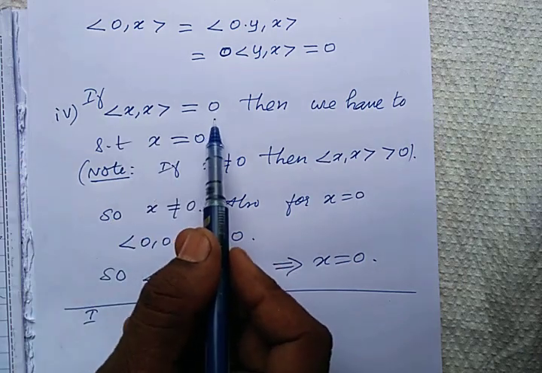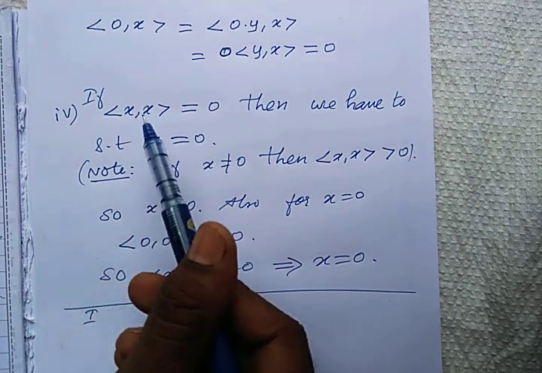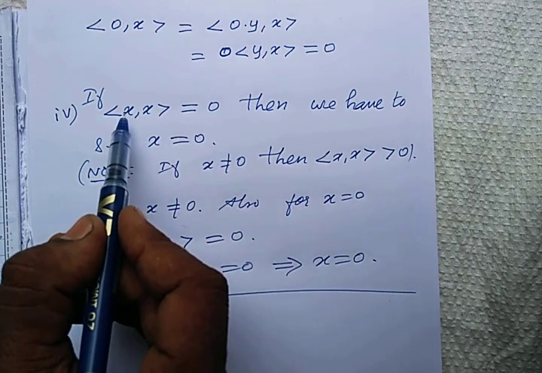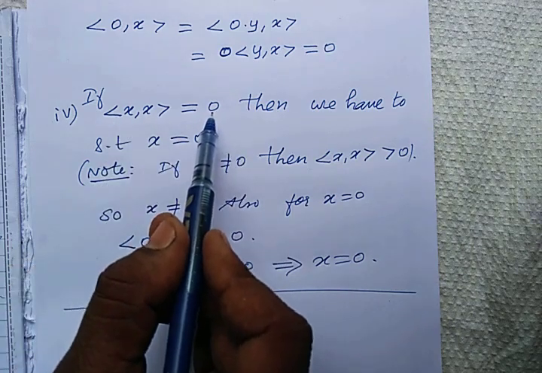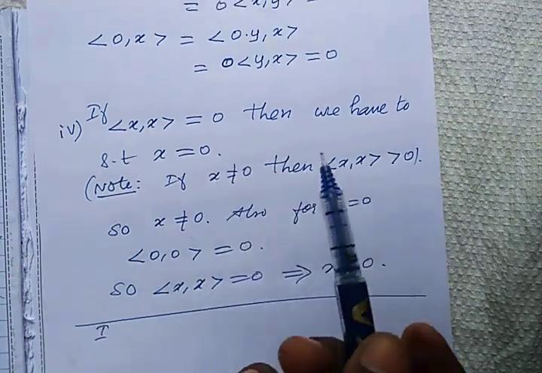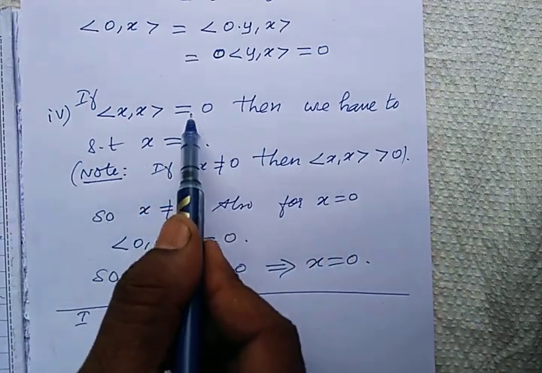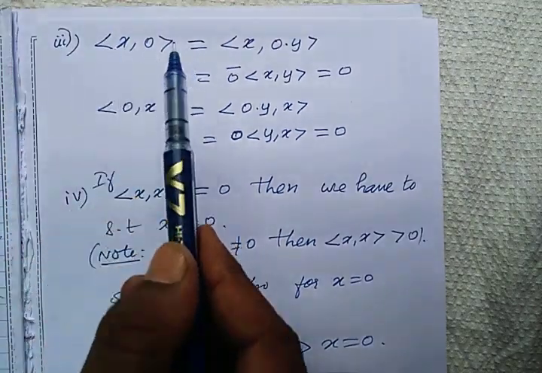See, this is equal to 0. That means x cannot be non-zero. And if x is equal to 0, if we put x is equal to 0, we get 0. So this is equal to 0 implies x must be 0 only. And if x is equal to 0, we have to prove this one. That is also obvious from the above statement.